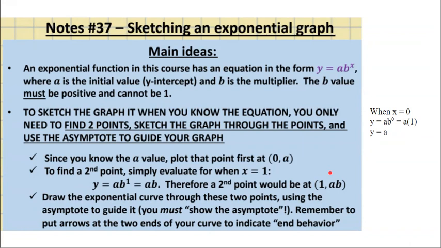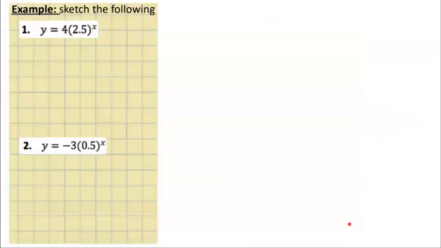Remember to show your asymptote on the graph, and just like any other linear or quadratic functions, the graph doesn't stop where you stop, so don't forget to also draw the arrows on the end of your graph to indicate the end behavior and show that the graph is continuing.